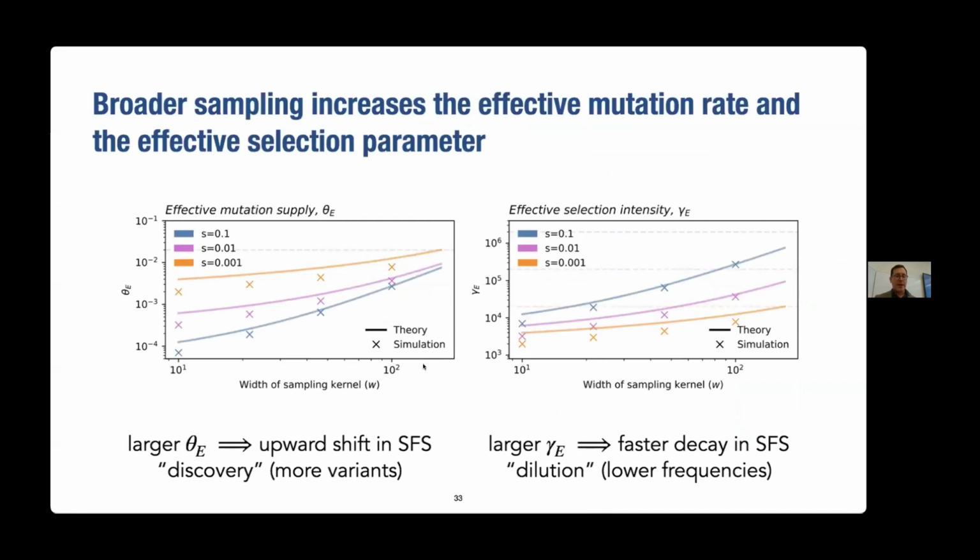So some results from theory, okay? These are the effective mutation supply and effective selection intensity as a function of this width parameter. As you make a sample wider, it's as if you had more mutations. You'll see the y-intercept will go up, okay? Also, as you sample more widely, the gamma E parameter goes up. So you're also cutting things off, and they're not reaching as high a frequency, okay? We call this upward shift in the SFS the discovery effect, that you're going to see more variants. And this gamma E effect is called the dilution effect: as you make your sample more broad, the variants you find are going to be diluted out in a background of non-carriers. And so their frequencies are going to be lower on average.